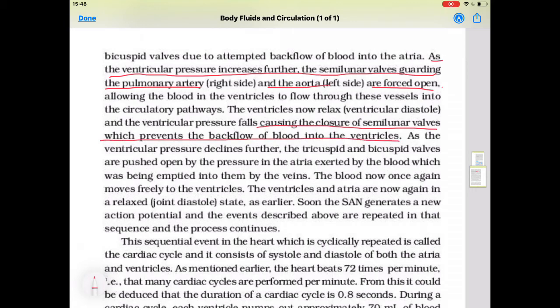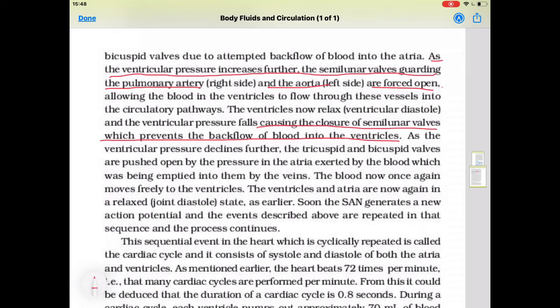Why do these semilunar valves close? Because otherwise, under low pressure of the ventricle, the blood can come back into the ventricle again. So to prevent this, the semilunar valve closes.